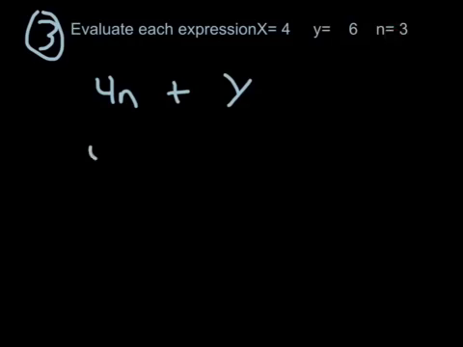Okay, so 4, and remember, these are smushed together. That means multiplication. So 4 times, that dot means multiplication, 4 times n equals 3, so 4 times 3, plus y, and y equals 6, so just a 6 here. Okay, and then from here, you guys know where to go.